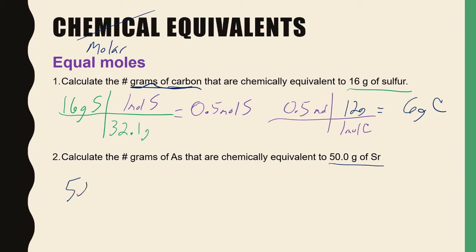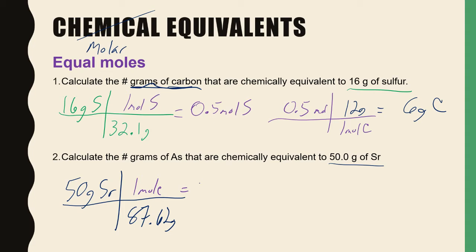So for this one, we have 50 grams of strontium. So we got to convert that to moles. And on the periodic table, strontium, which is number 38, is 87.62 grams in 1 mole. So then you figure out how many moles of strontium that is. 50 divided by 87.62, 0.570.